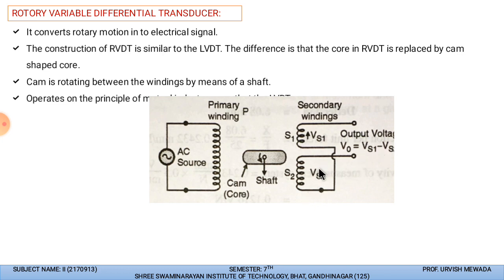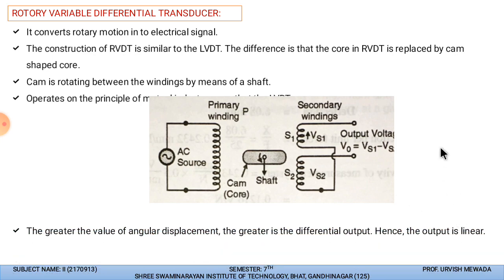Whenever this shaft rotates, if the core is nearer to a winding, that winding will produce maximum EMF. According to that production of EMF, this RVDT offers the output, whether it is positive or negative. So we can measure that displacement using this rotating core with the help of this rotary variable differential transducer. The greater the angular displacement, the greater is the differential output. So an angular difference, or displacement, will produce a greater differential output.